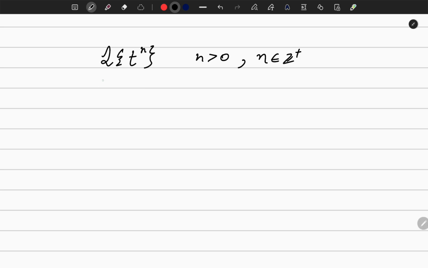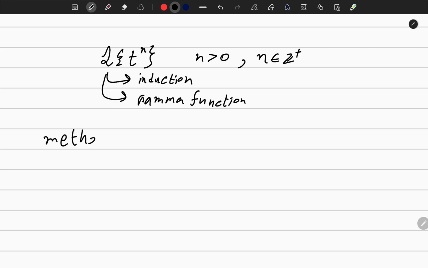This can basically be proved two ways. One method is the induction method. The other way is to prove it using the gamma function. Let's go to the proof. Method one is induction.